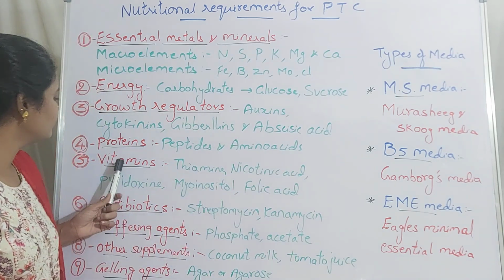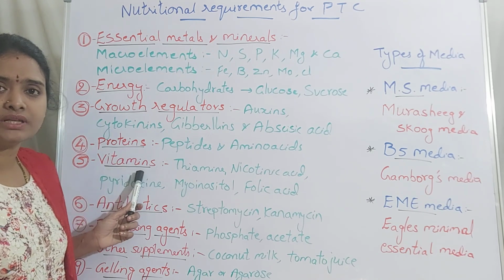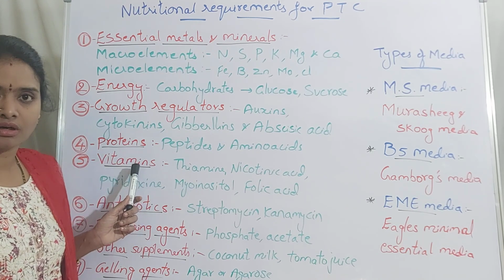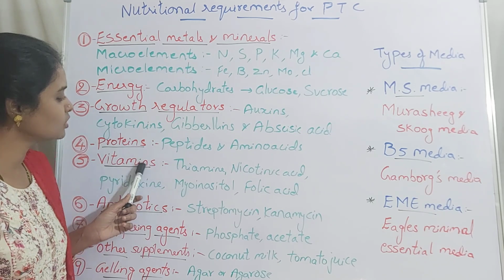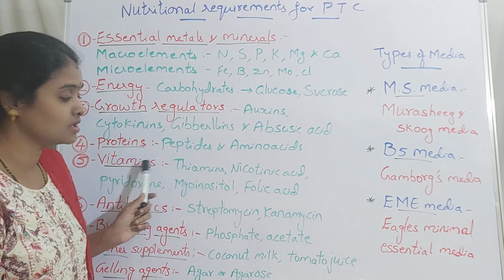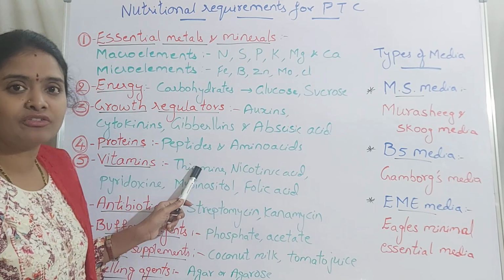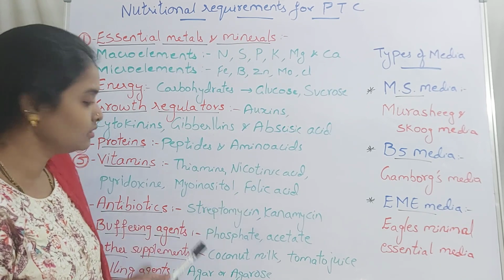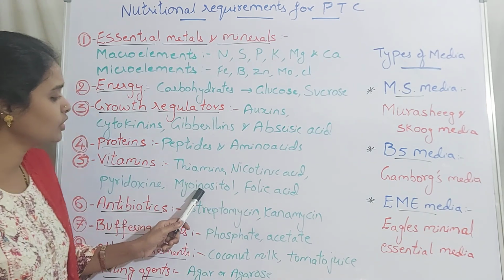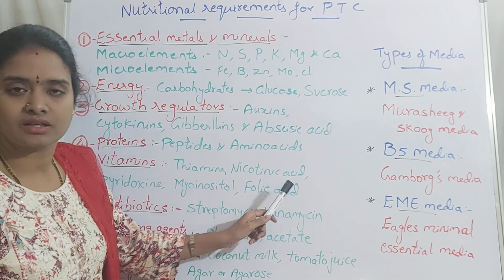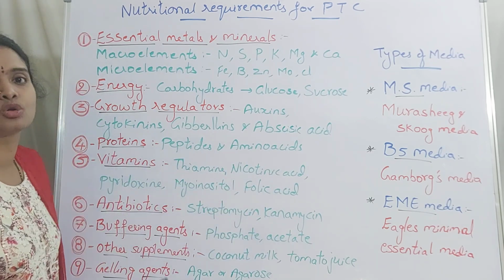Again you have vitamins. These also help in increasing the rate of growth; they fasten the growth. What vitamins are used? It is thiamine and nicotinic acid, that is B1 vitamin and B3 vitamin, then pyridoxine, which is B6, then myoinositol, folic acid, etc. These vitamins enhance the growth rate.